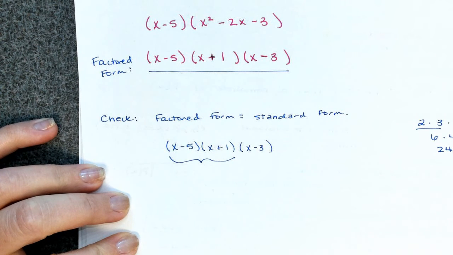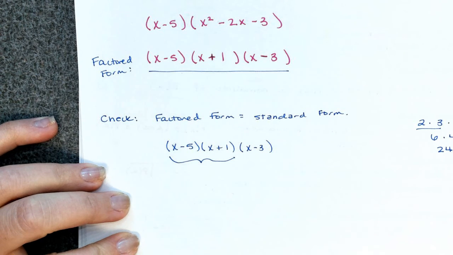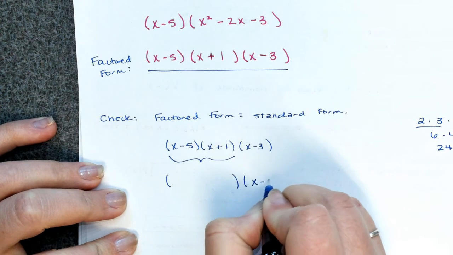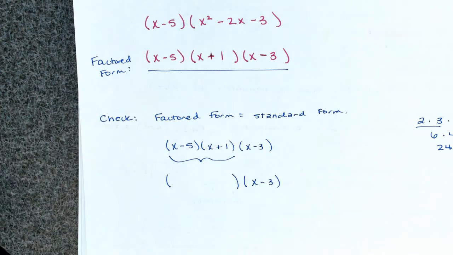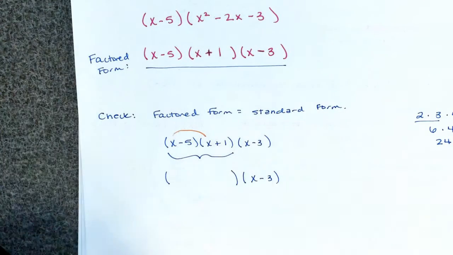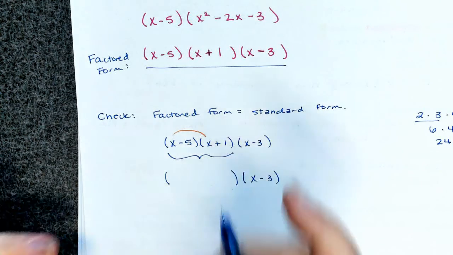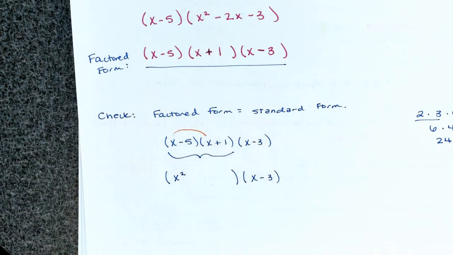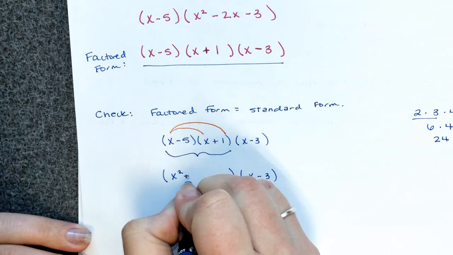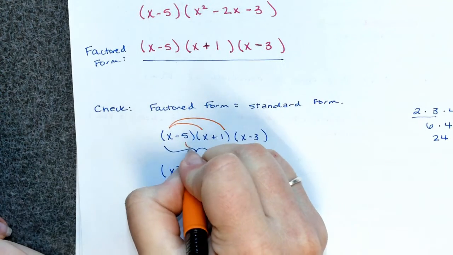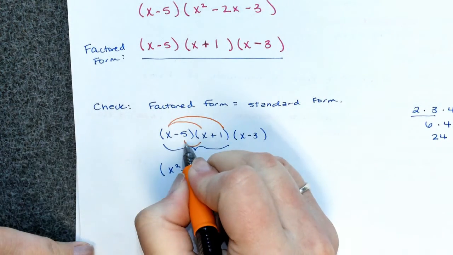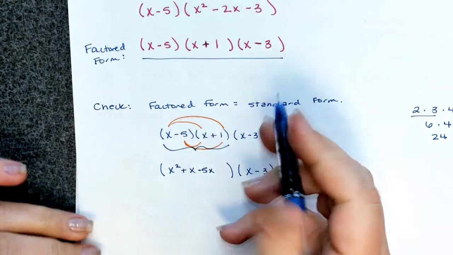I don't care here if you use box method or the seashell method, or just FOIL, because that's what it is here. But I'm going to have that answer, and I'm still going to have to multiply it by the x minus 3. So I like to just distribute, so FOIL basically here. My first times my first is x times x is x squared. So far so good. My outside is x times 1, which is 1x. My inside, minus 5x. And my last, negative 5 times 1 is minus 5.